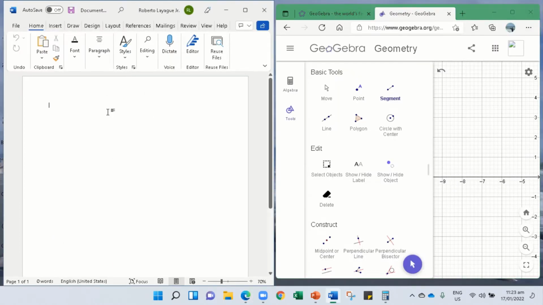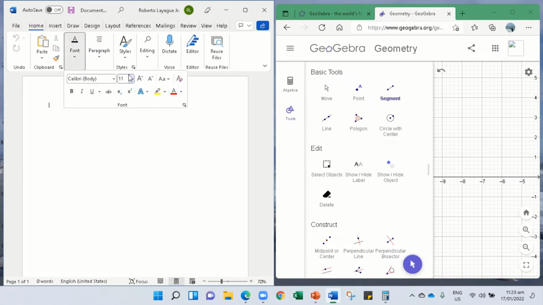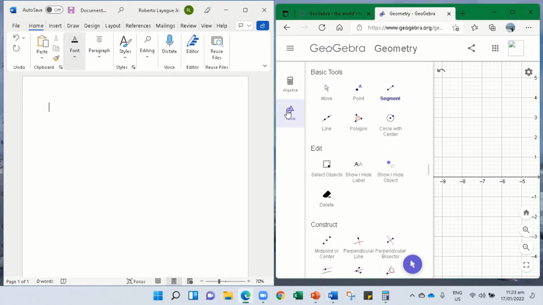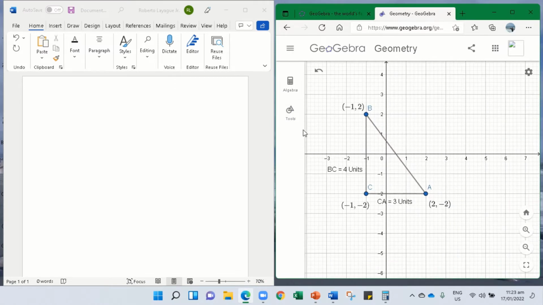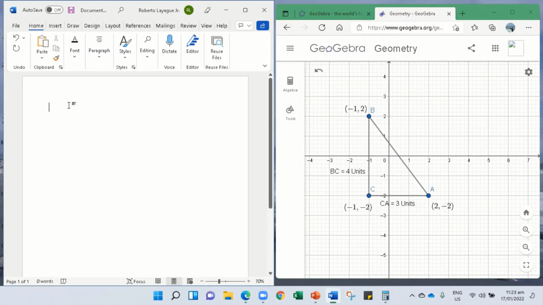So let me open Microsoft Word so that I could have it. Let me make it a little bit bigger so that we could discuss that. If I put it here, you would see simultaneously. So let's go to the distance between B and A, right?